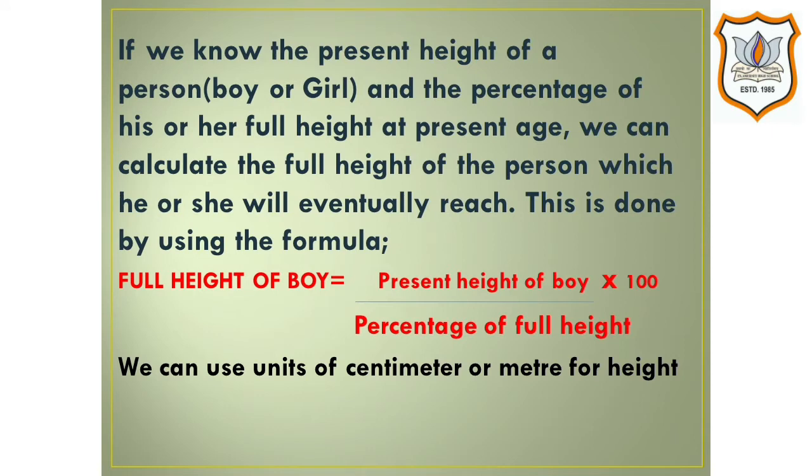Students, if we know the present height of a person and the percentage of full height at the present age, we can calculate the full height which he or she will eventually reach. This can be done by using the following formula given in the slide. That is, full height of a boy or a girl is equal to present height of the boy or girl times 100, divided by the percentage of full height. We can use units of centimeter or meter for height.